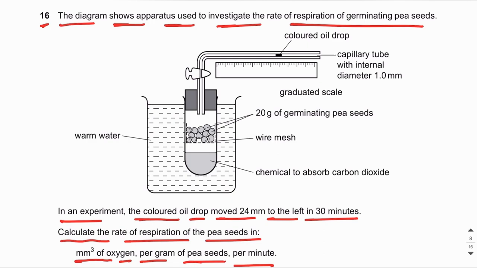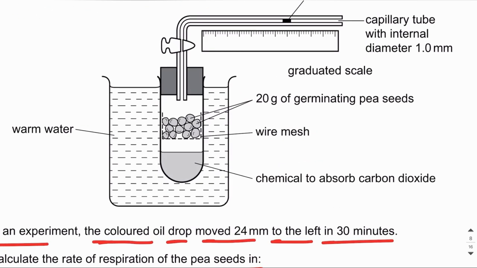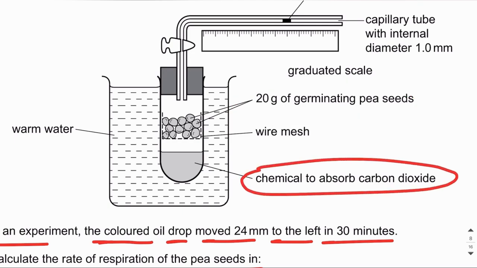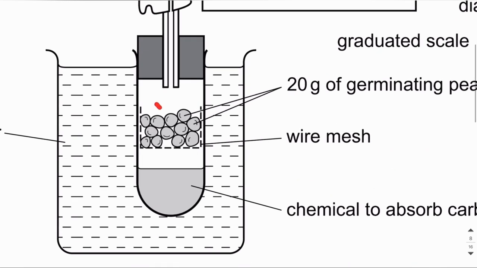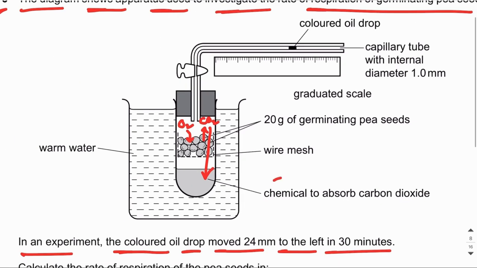So guys, before calculating the rate of respiration, you need to understand this apparatus. If you look at this apparatus, these are the germinating pea seeds. And as you all know, the germinating pea seeds use up oxygen because they're germinating. Oxygen is required for germination. At this moment, they are not carrying out photosynthesis. They are just respiring. Then over here, there's a chemical that is used to absorb CO2. So when these pea seeds are respiring, they are taking up O2 and releasing carbon dioxide. However, this carbon dioxide does not go into the air. It's immediately absorbed by this chemical, right?